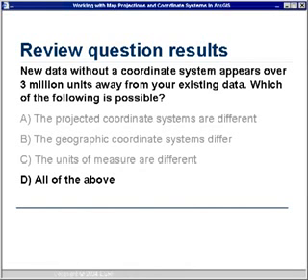And this was really kind of a trick question. I didn't give you enough information in the question for you to make a good decision. All I said was that it's 3 million units away, so that definitely means a different projected coordinate system. We could also have a problem with the geographic coordinate systems, and I did not tell you the relative extent or size of the data, so you could not decide whether or not the units of measure were correct or whether they're different.